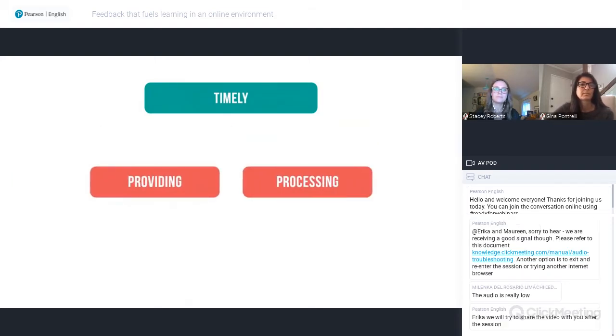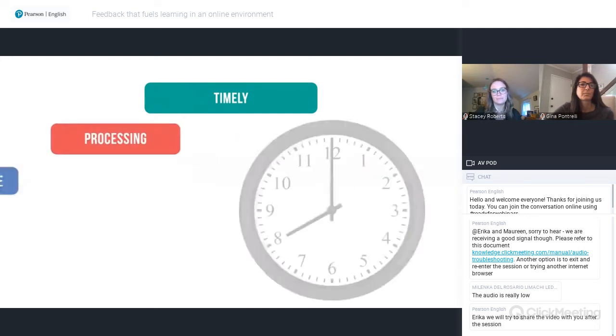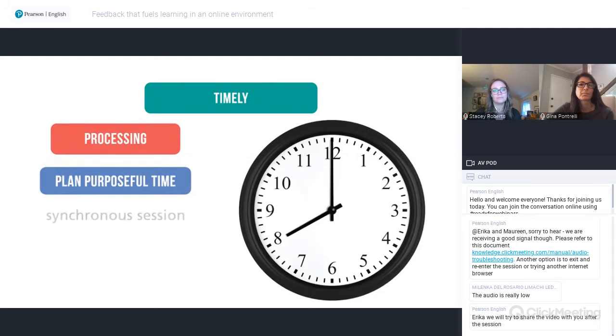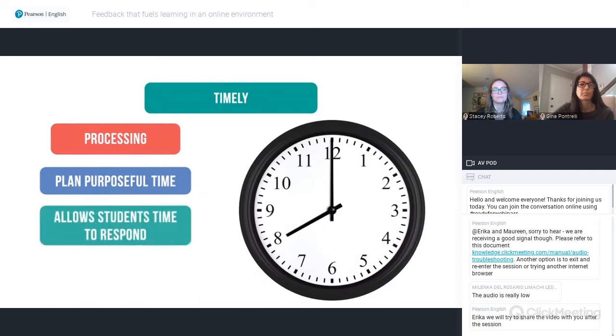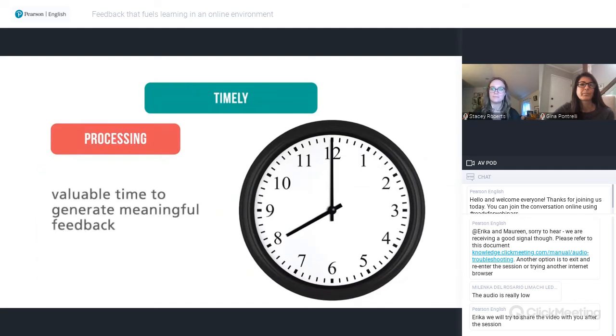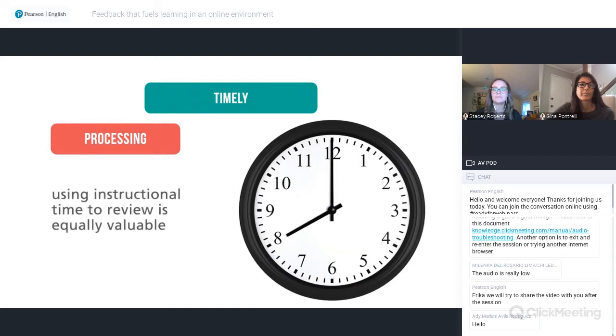Other important aspects of timeliness is the time you provide students to process your feedback. Planning a purposeful time with your students, whether a synchronous session, phone call, or conversation on text, provides students time to respond to the feedback. When you plan for that time for students to process feedback, you increase the chance of them having purposeful reflection rather than skimming it over and ignoring it. Teachers use their valuable time to generate meaningful feedback. Therefore, using instructional time with students to review it is equally as valuable.